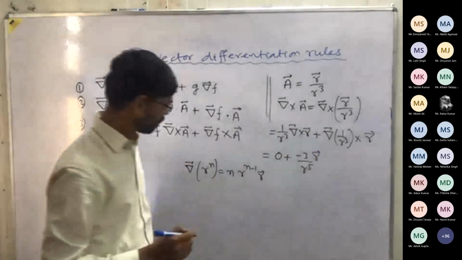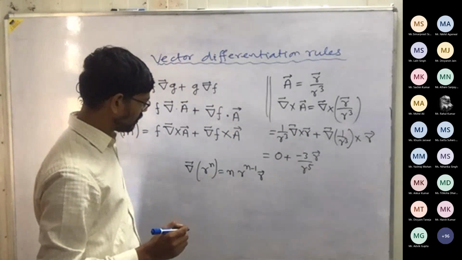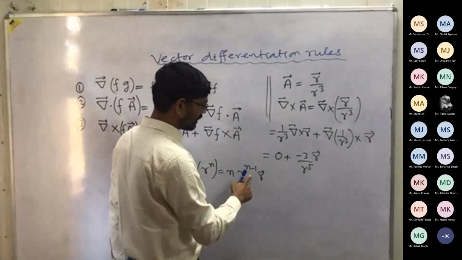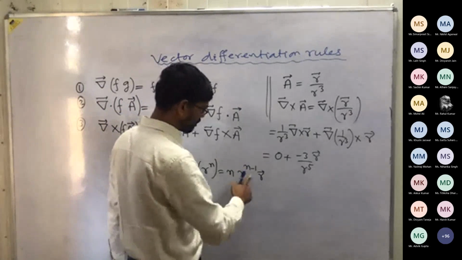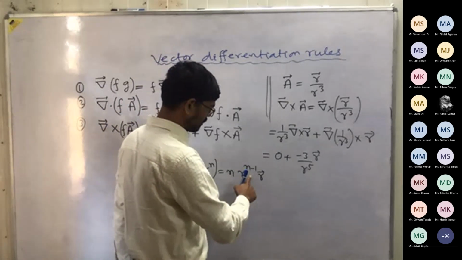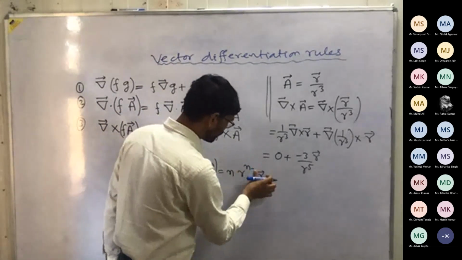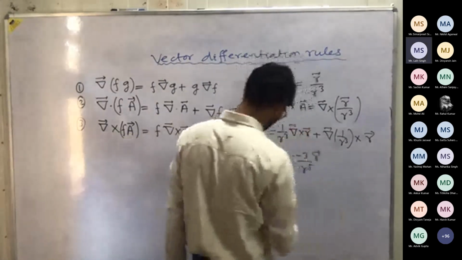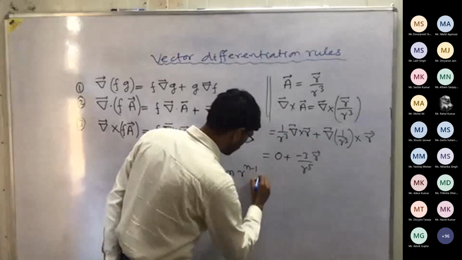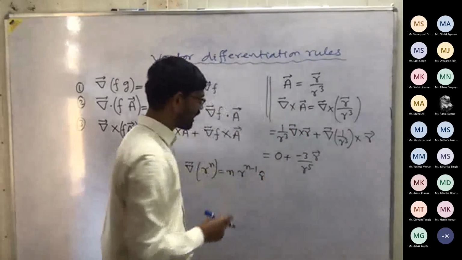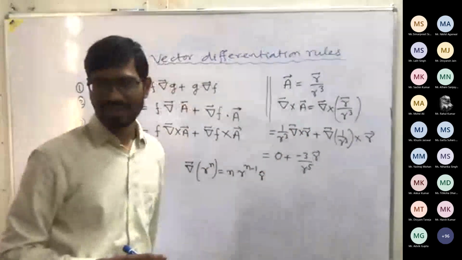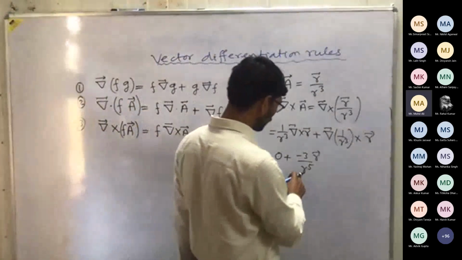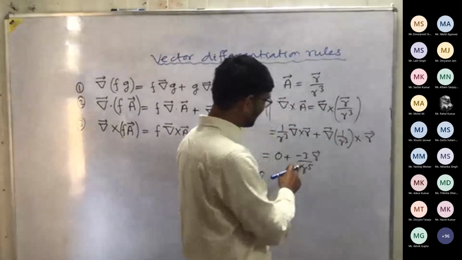Sir, r to the power 4. I think the formula I wrote is not right. It's r to the power n minus 1, and then r cap, I think. Sir, here r to the power 4 in the denominator.